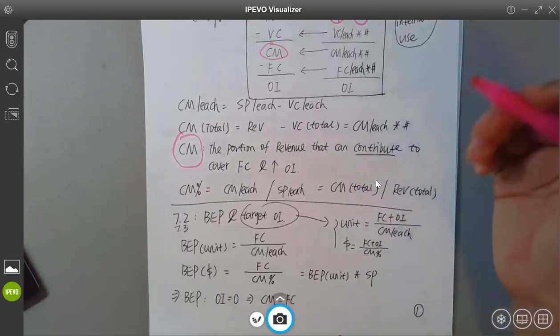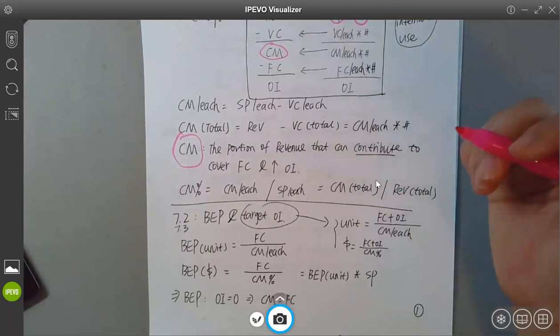What's the meaning? Let's say contribution margin is 30%. Whenever you sell one more dollar, 30 cents will go to cover your fixed cost and then to increase your operating income.